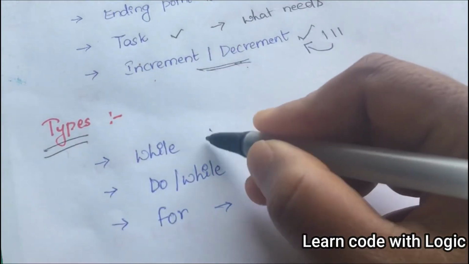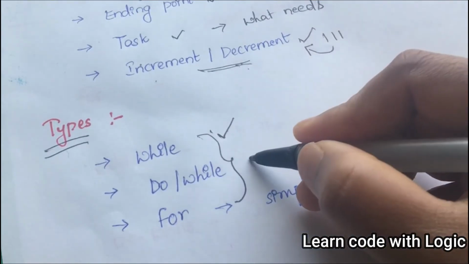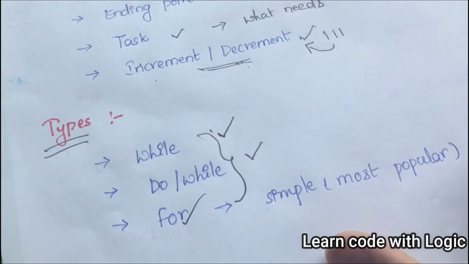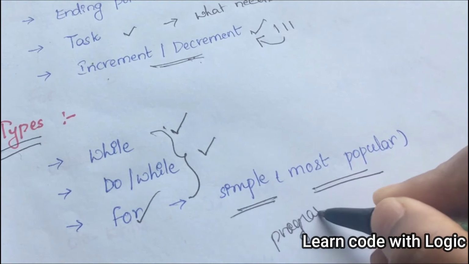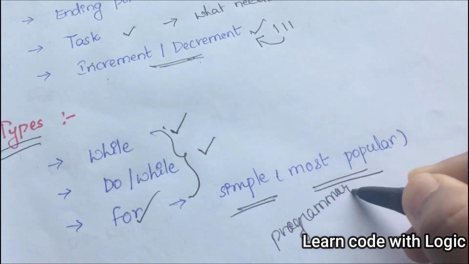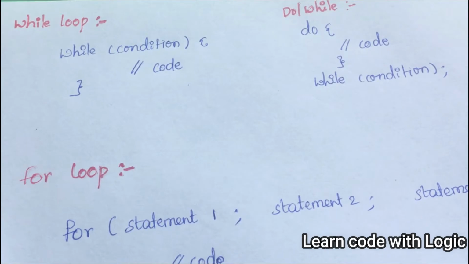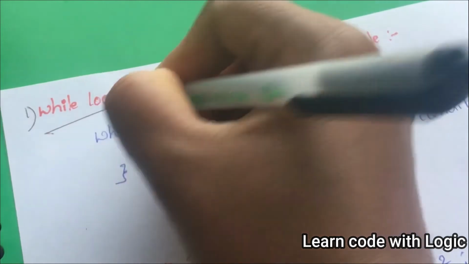There are three types of loops in Java. The first one is the while loop, the second one is the do while loop, and the third one is the for loop. The for loop is very simple and handy, and we can also observe that most programmers use the for loop. Now let's talk about the types of loops one by one. The first one is the while loop.